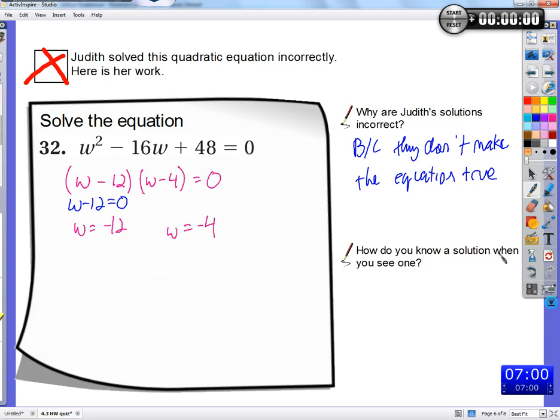How do you know a solution when you see one? If you have a solution, it makes the equation true. And it's got to do that. Okay. So if we were to have done it correctly, we would have figured out that W is 12, or if this is 0, then W is positive 4. So those are the correct solutions. Those solutions work here, they work here, they work here, they solve all the equations. So those are the right ones. But I want to take your attention away from this. It's wrong not because she didn't do it right. That's not what a solution is. It's not correct because it doesn't work. It does not satisfy the equation. It does not make the equation true.